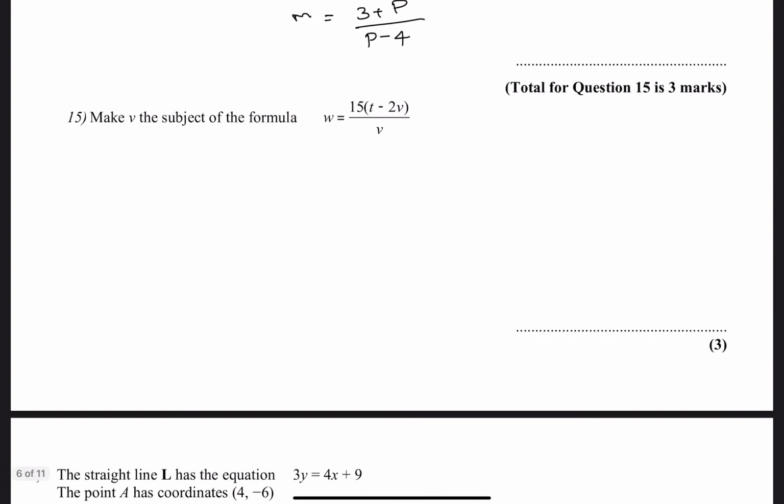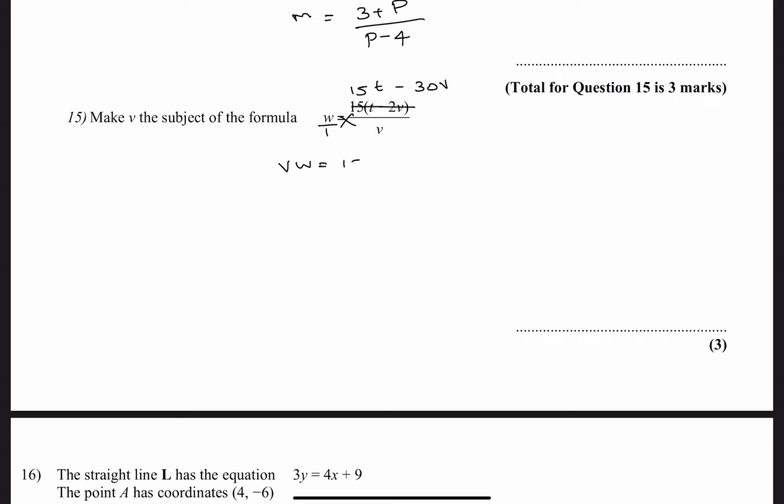Okay, remember, if there is a bracket, always expand it. 15t minus, how many? 15 times 2v. What is 15 times 2v? Is 30v. W means w over 1, cross multiply like this. W times v is, we can say wv or vw, it doesn't matter, just always write alphabetical order. So vw, okay.